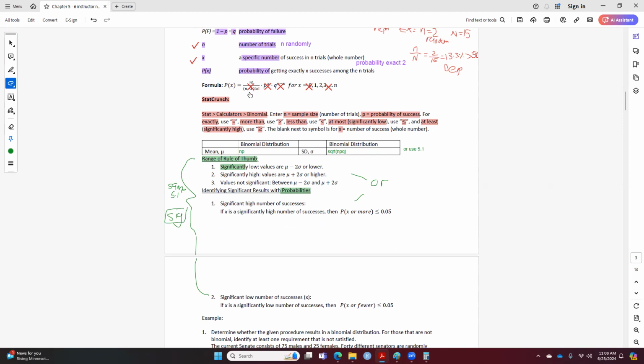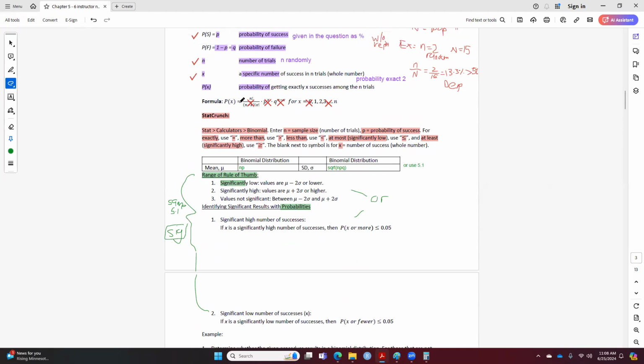And class, this formula, please do not use it. Do not use this formula. You will cry if I show you how to use this formula. I will tell you, a lot of you will drop my class right away. So please do not use StatCrunch.